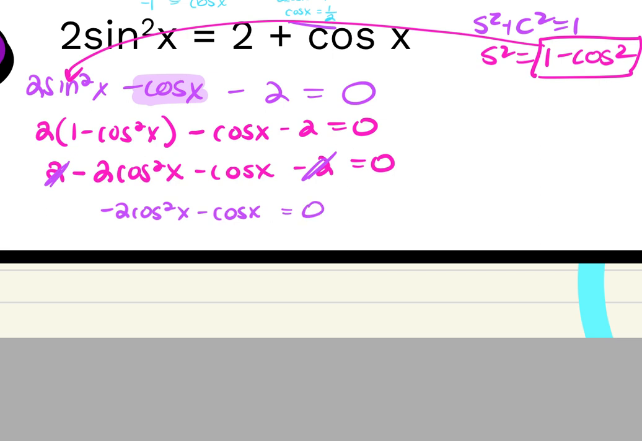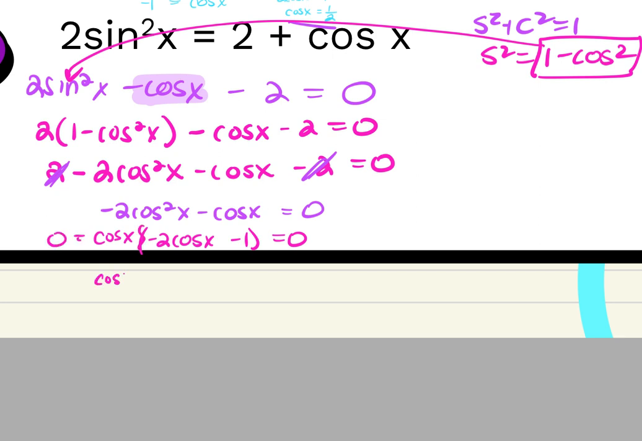Now, if the negatives throw you off, switch them to the other side. Multiply everything by negative 1. It doesn't matter. You can get rid of them. If it doesn't bother you and you want to factor it out, you could just straight up factor this out. I would take out a cosine. I could even take out a negative cosine if you wanted to take the negative out. I get negative cosine of x times the quantity 2 cosine x plus 1 equals 0. And then you split and solve.